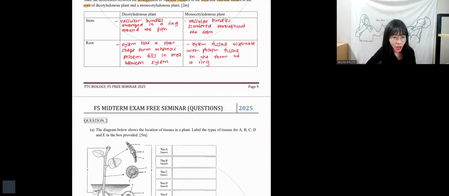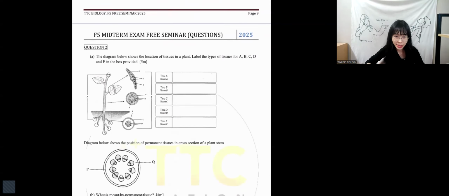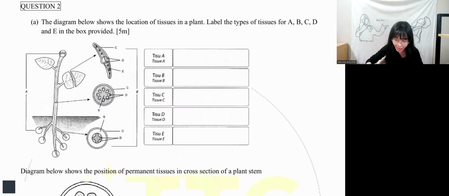The diagram below shows the location of a tissue of a plant. Label the type of tissue for A, B, C, and E in the box provided. So when we are doing labeling, you try to label things that you know first. Then you label things that you don't know. So it's easier for you. Okay, we're going to start with A. A, they are pointing at where? The tip of shoot and the tip of root.